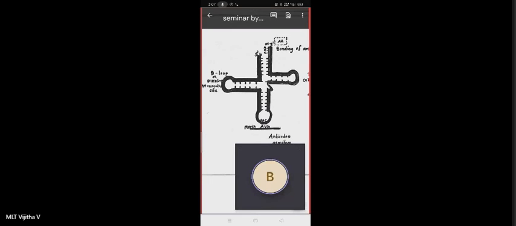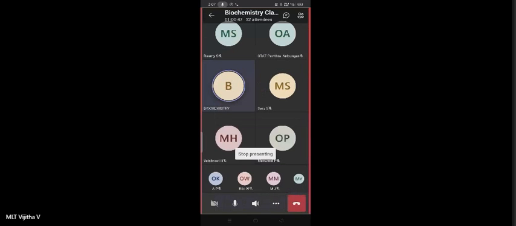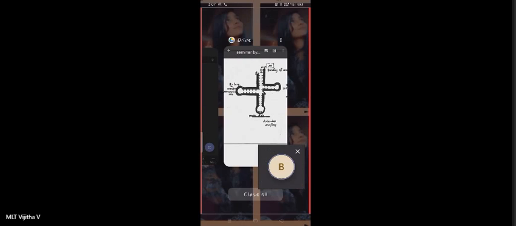Yes, Vijita. Now tell me one thing. Is this tRNA a single-stranded RNA or double-stranded RNA? Single-stranded. But your diagram is showing double strand. Show the tRNA structure. Yes. Now is it a single strand or double strand? Single-stranded, sir.